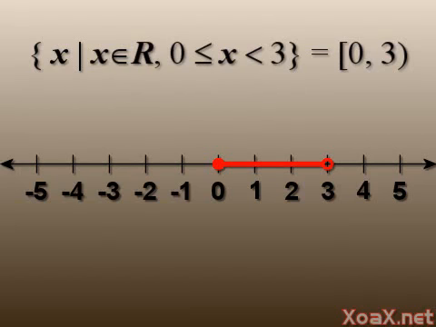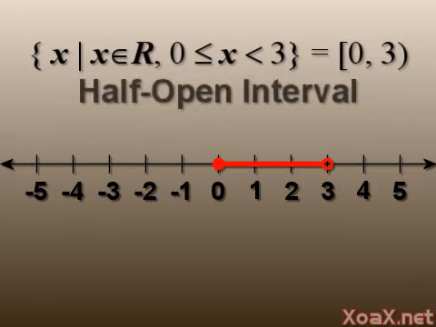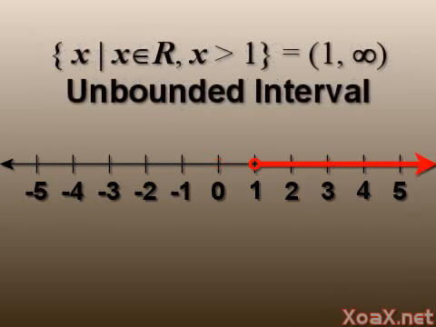Sometimes we want to include one endpoint and exclude the other. In this case, the interval is called a half-open interval, regardless of which point is included. In addition, we can have unbounded intervals like this one. This specifies the set of all real numbers greater than 1.